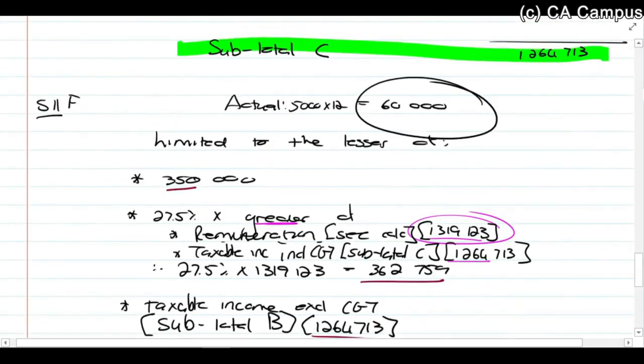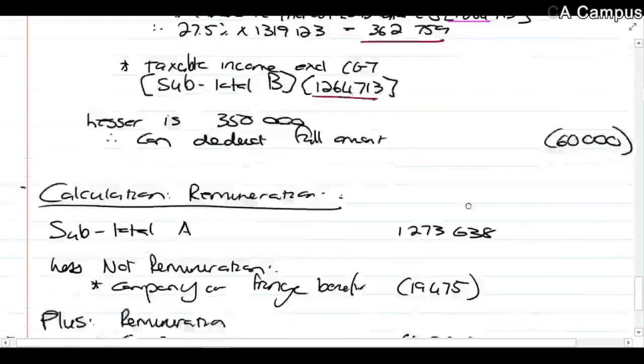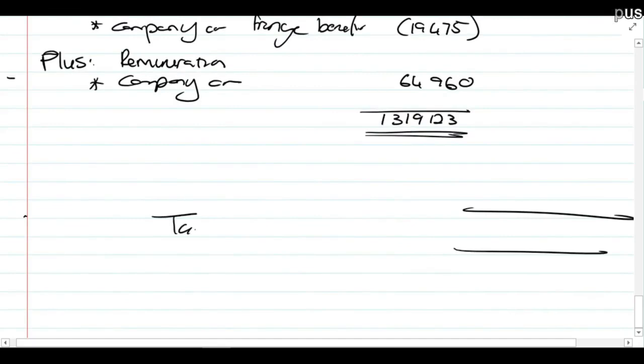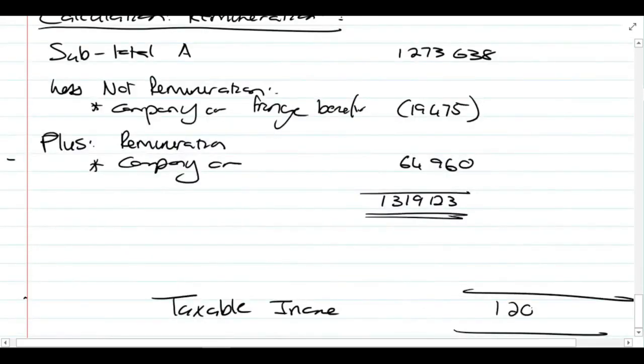Right? We have to write it, and we have to then make our decision about how much of our actual contributions we can deduct. And that will be the full 60,000. Okay, that's it. That gives us our taxable income. So 1,264,713 minus 60,000 gives us our taxable income.